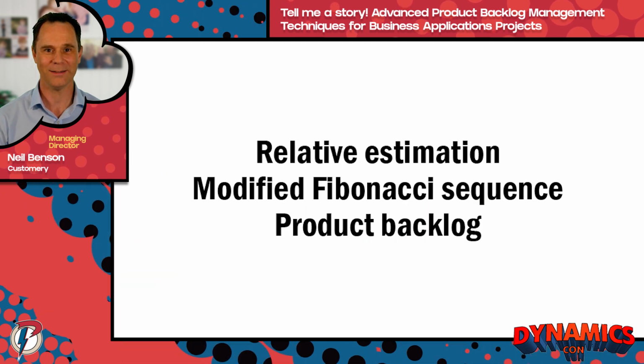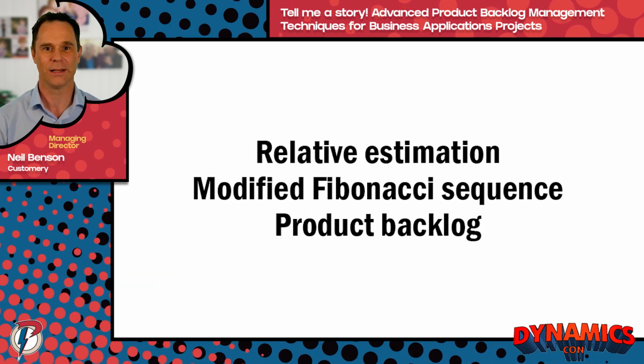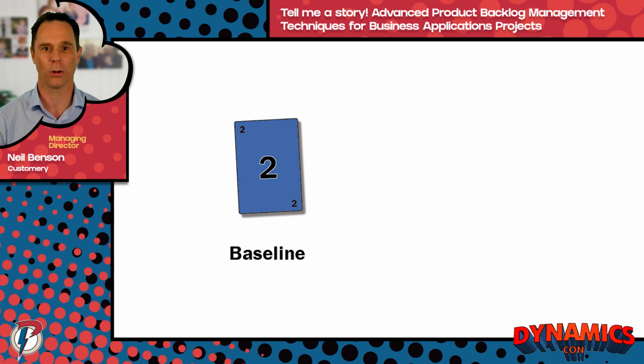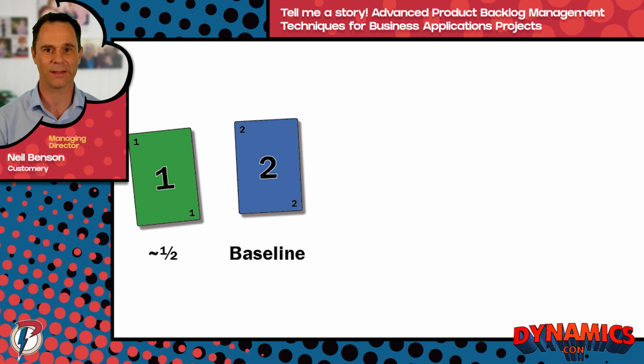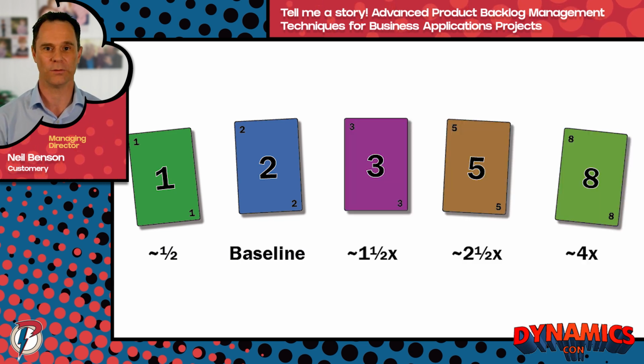Next, I'll show you how my teams apply relative estimation using a modified Fibonacci sequence to the items in our product backlog. First, take one of your small requirements that appears fairly well understood. This is our baseline requirement. Let's call it a 2-point item. Any items about half the size of our baseline, we'll give those an estimate of 1 point. We use 3, 5 and 8-point estimates for any items that seem about 1.5, 2.5 or 4 times bigger than our baseline.